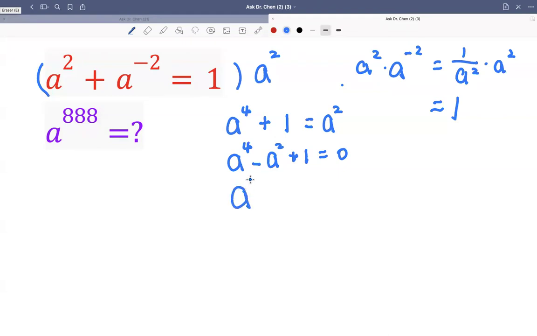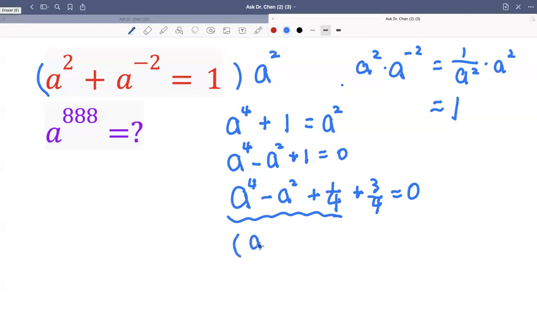But now we can do it by completing the square. So let's do this. a⁴ - a² + 1/4. Then we split 1 into 1/4 and 3/4. So by this, we can make this one (a² - 1/2)² + 3/4.